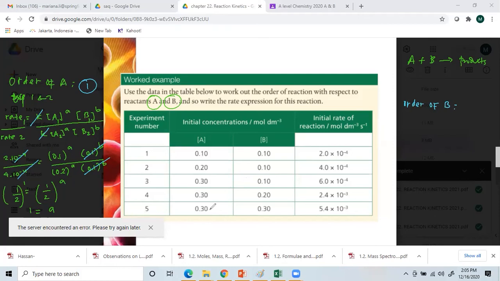Now let's see how we calculate the order for B. To find the order of B, we should find the experimental data where A is constant, which is 3 with 4, or 3 with 5, or 4 with 5, right? So let's say I'd like to choose data 3 and 4. Use experiments 3 and 4.